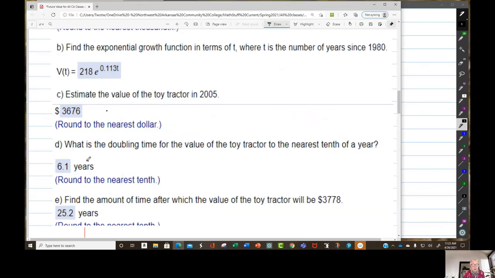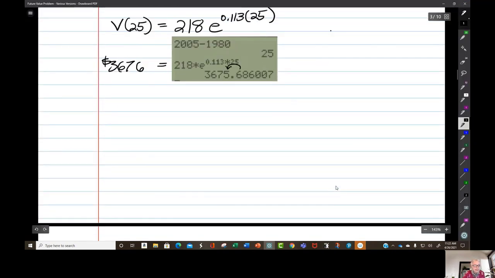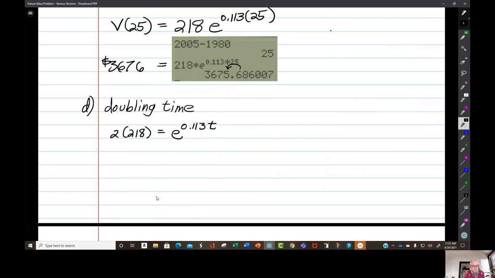Part D wants the doubling time. We can do that with our eyes closed now. Maybe. Did it again. All right. D, doubling time. Here we go. Two times 218. You know the formula, you can use that if you want to. E to the 0.113 t. All right. No, I left it out.